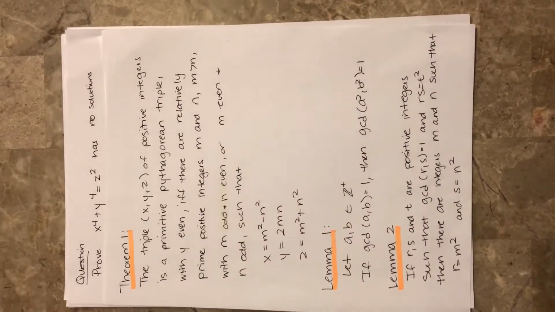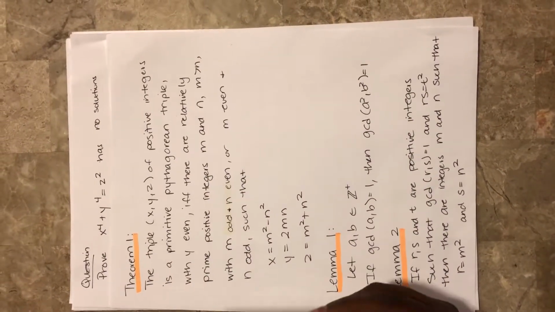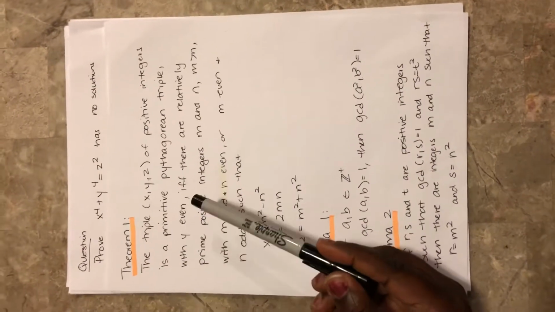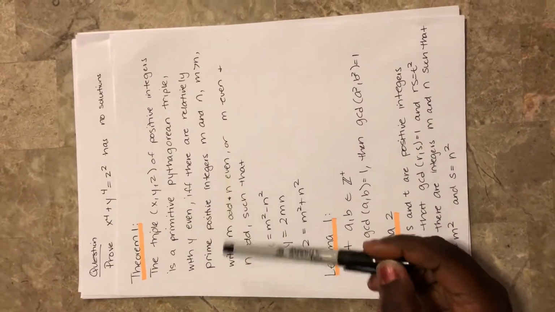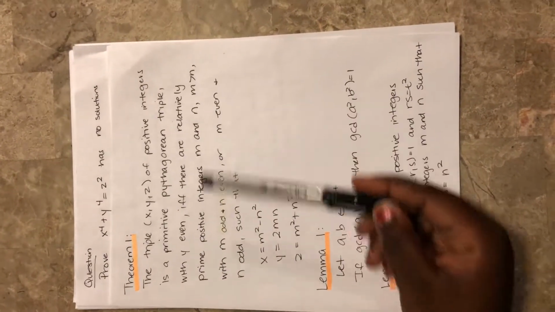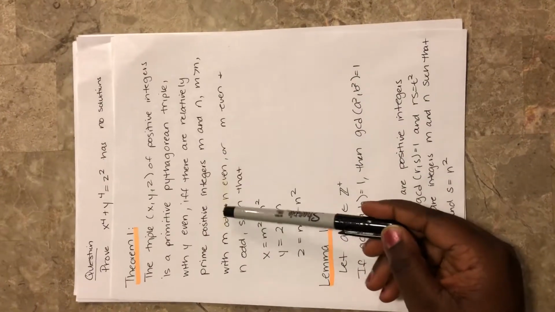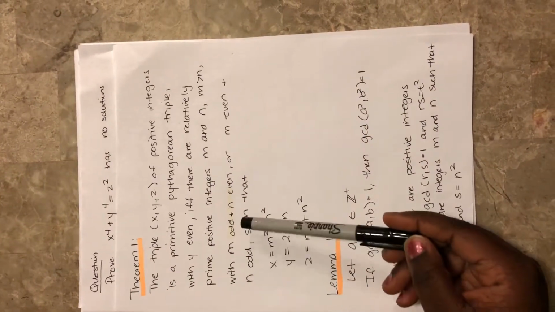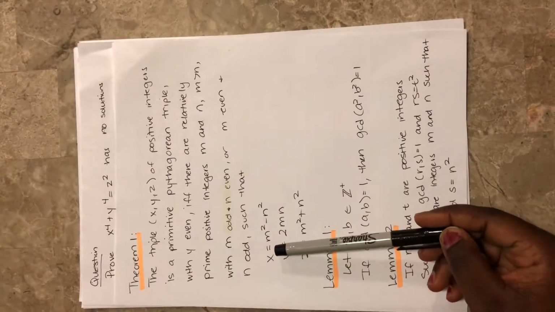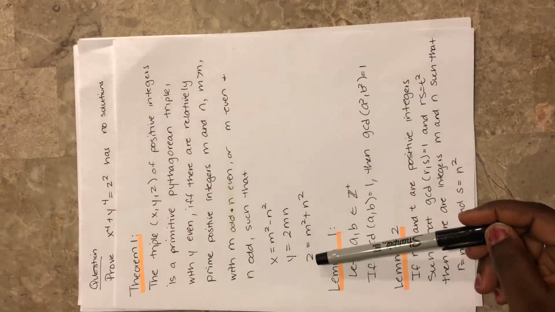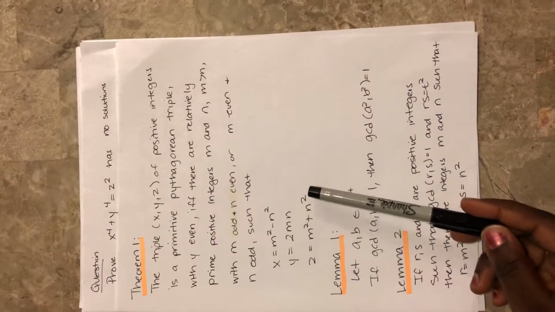The first theorem we're going to be using states that the triple x, y, and z of positive integers is a primitive Pythagorean triple with y even if and only if there are relatively prime positive integers m and n such that m is greater than n, with m odd and n even, or m even and n odd, such that x is equal to m squared minus n squared, y is equal to 2mn, and z is equal to m squared plus n squared.